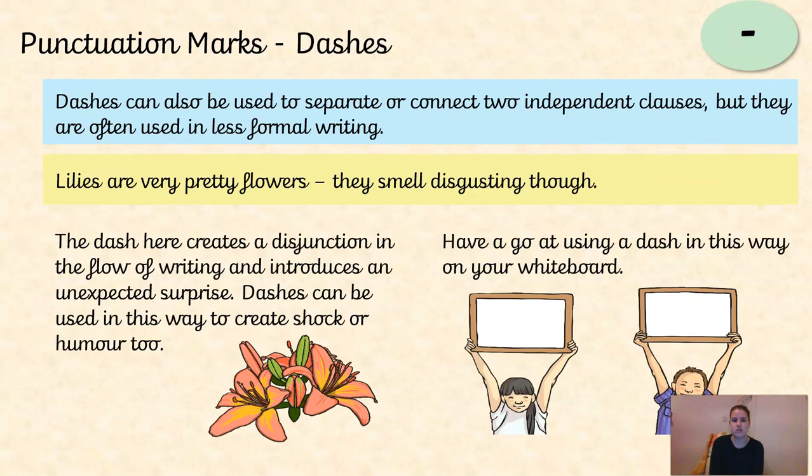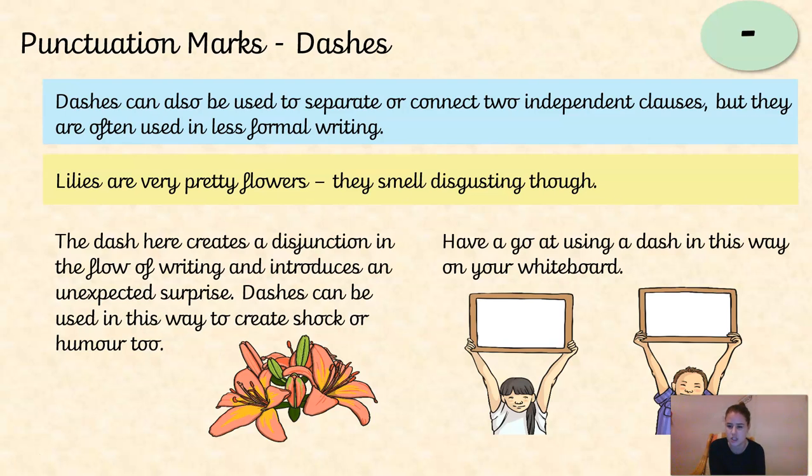Okay, our last punctuation for the day. So dashes can also be used to separate or connect two independent clauses, so two main clauses. But they are often used in less formal writing. For example, lilies are very pretty flowers. They smell disgusting though. So the dash here creates a gap between the flow and the writing. So there's an anticipation for a little surprise of additional information at the end of the sentence.